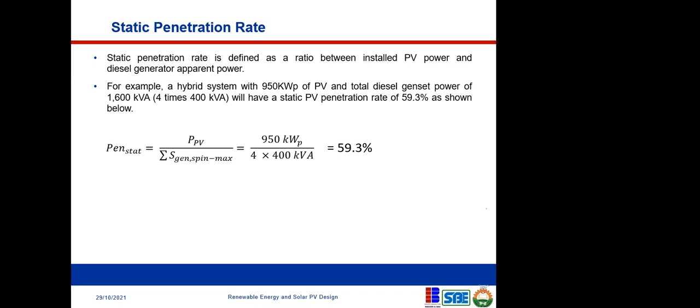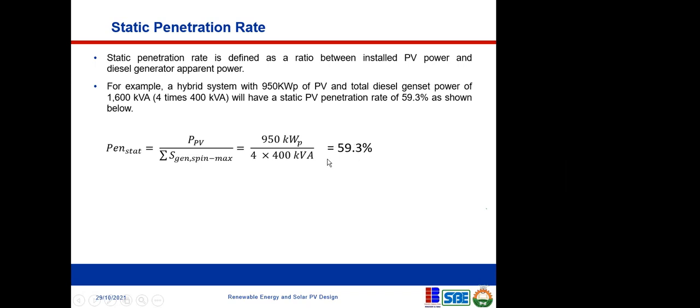So this is how you calculate your penetration rate. Penetration rate is equal to the PV power divided by the generator power, that is the total sum of the generator power. So you have 950 kilowatt peak divided by 4 generators of 400 kVA. When you do that, you get a static penetration of 59.3. Now, this is the static penetration of an installed capacity.